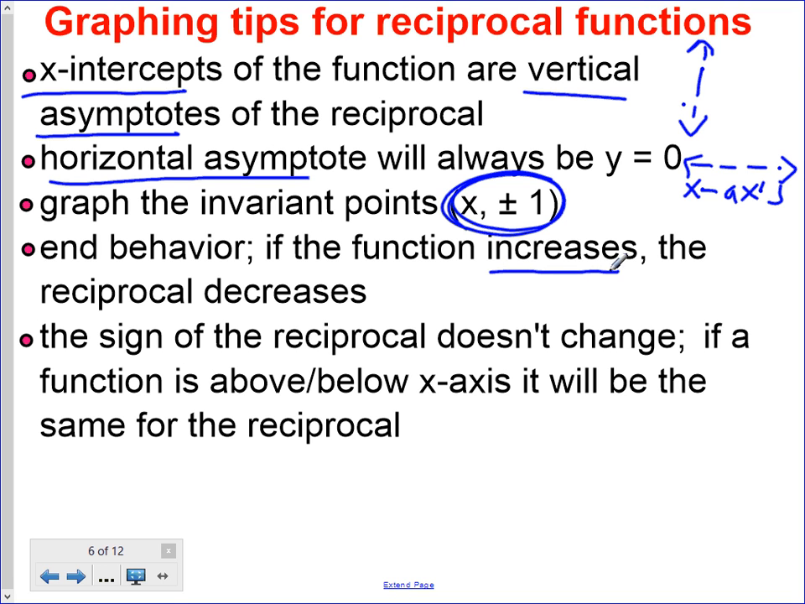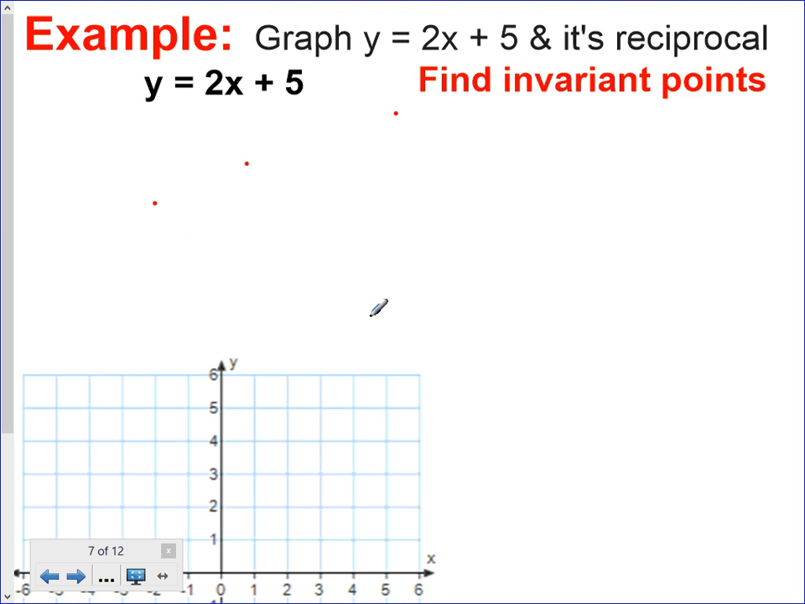So if a function is increasing, the reciprocal will be decreasing. The same can be said the other way around. If the function is decreasing, the reciprocal will then be increasing. And then one thing that we didn't mention before that's important is that the sign of a reciprocal doesn't change. So if the function is above the x-axis, it's a positive number, it will also be a positive number when I take the reciprocal.